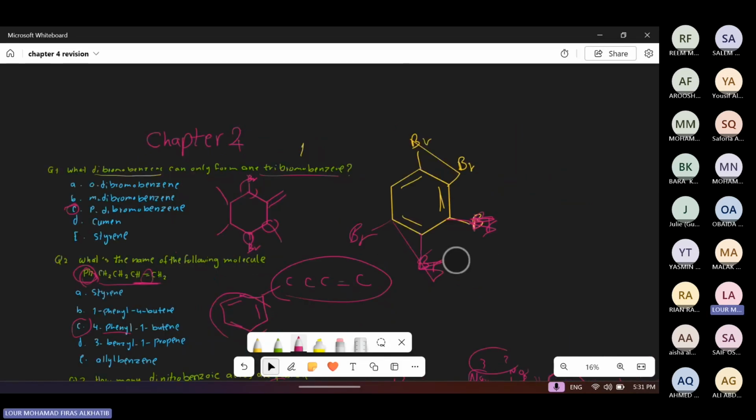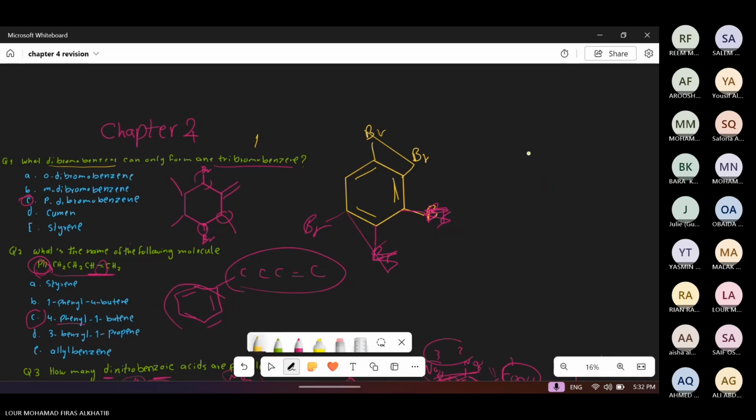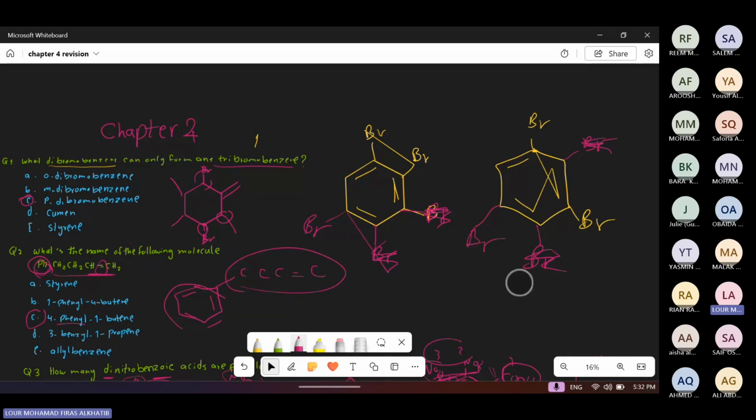Let's try meta. Here we'll draw another one. So you're going to have to deal with the ugly benzene. Meta, this bromo will be here, this one will be here. We put the third bromo inside. This is the first structure. Okay, we remove it and put it here. Is this another structure? It is. We remove it and put it here. Is it another structure? It is. And so on.